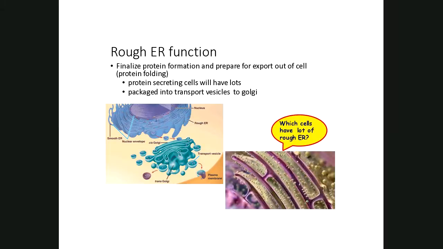So this is kind of an up-close and personal picture of the rough endoplasmic reticulum. Again, down here in this image, we're looking at kind of the pita pocket image, if you will, and you can see the little dots on that. Those dots are the little tiny ribosomes. Those are the little pita pockets.